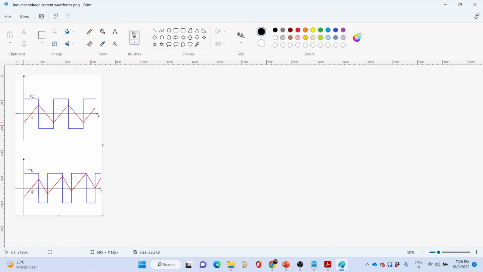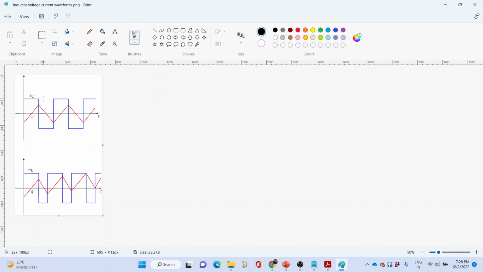So you can see it from the waveform itself. You can see the voltage is remaining constant, and what is constant in this waveform? That is the slope, right? The slope is constant. So it is V equal to N d psi by dt, where psi is flux linkage.